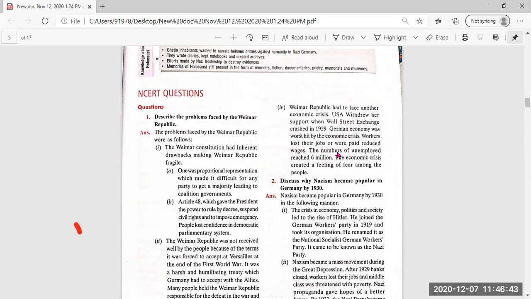Workers lost their jobs or were paid reduced wages. This was the harsh condition faced by the people of Germany after the First World War, and the number of unemployed reached 6 million. The economic crisis created a feeling of fear among the people also. So these were the problems faced by the Weimar Republic.